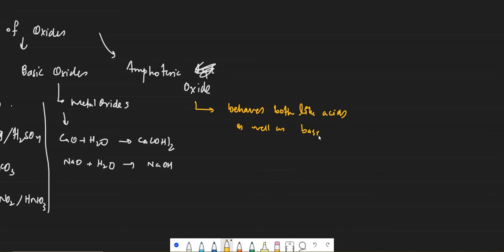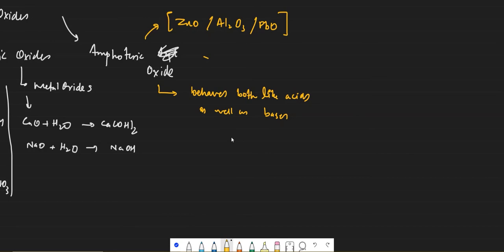Now there are three amphoteric oxides that you should be familiar with: zinc oxide, aluminium oxide and lead oxide. These are the three oxides which are amphoteric. Not only these three oxides are amphoteric, there are others as well, but these are the three that are tested at the O levels. So you just remember that zinc, aluminium and lead oxide are amphoteric oxides. Now what do I mean that they can react as both acids as well as bases? So let's check it. Let's take the example of zinc oxide.